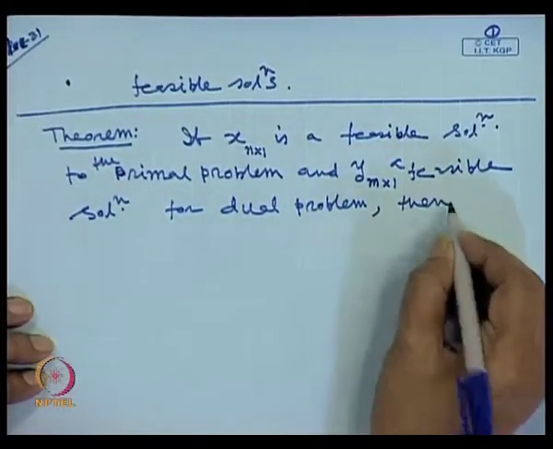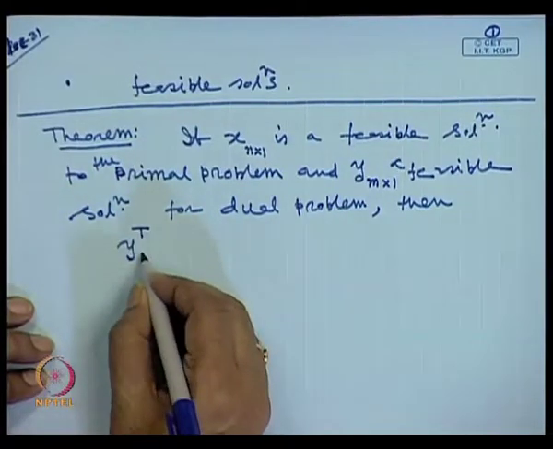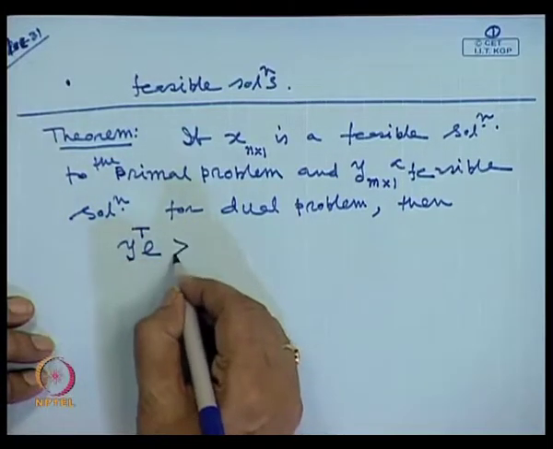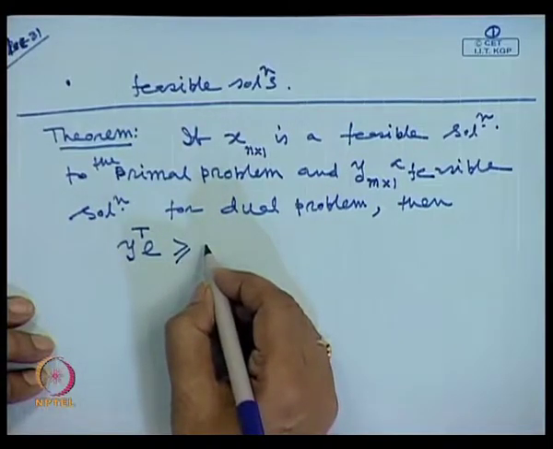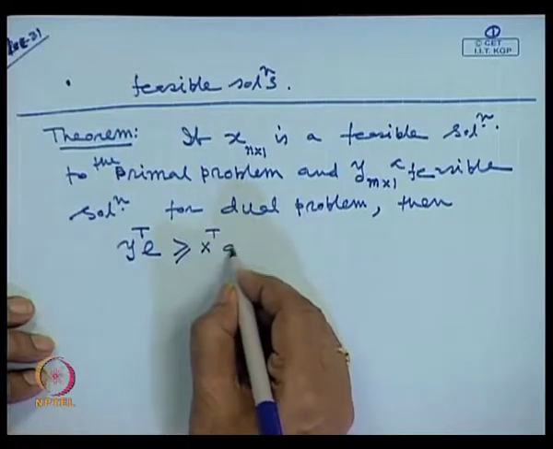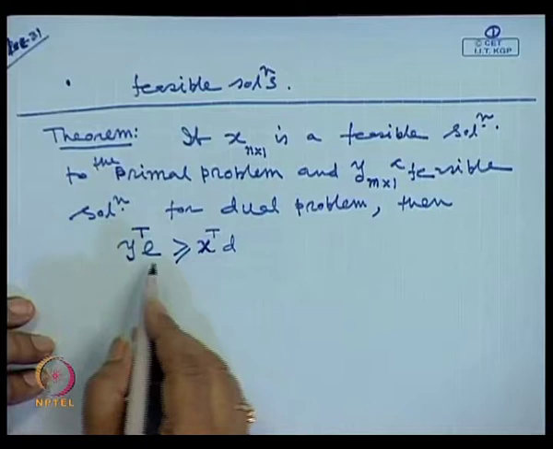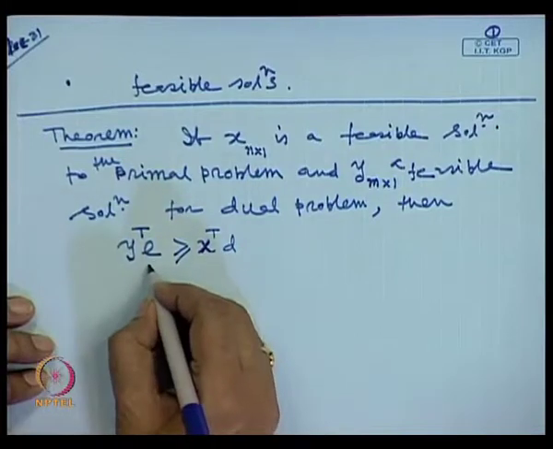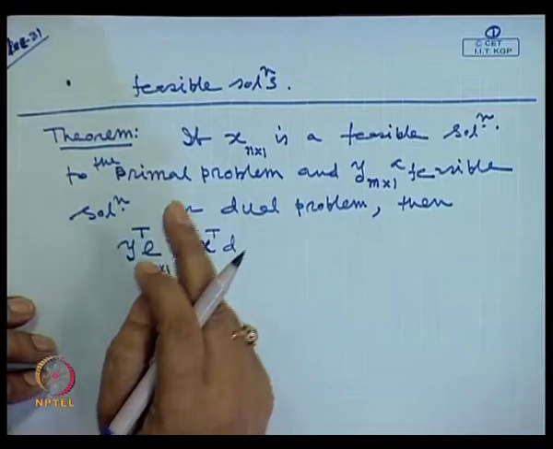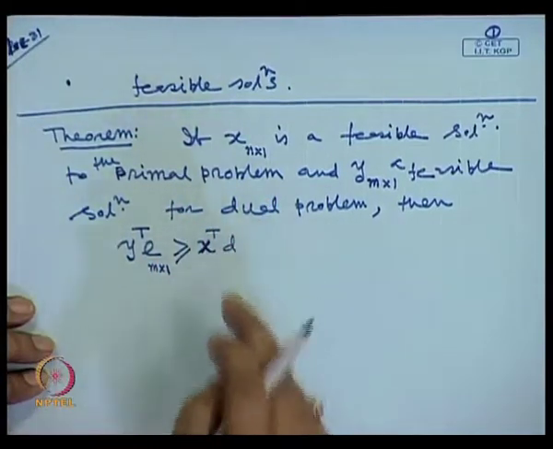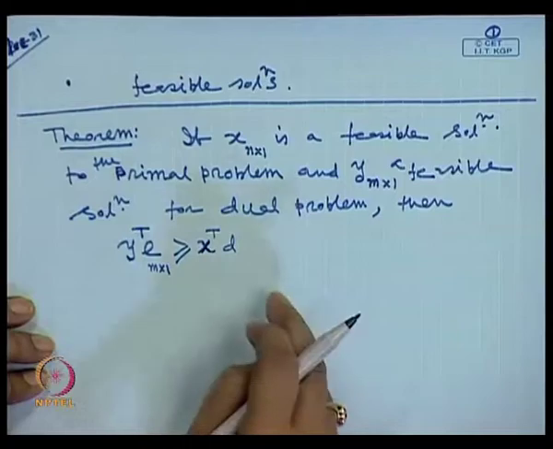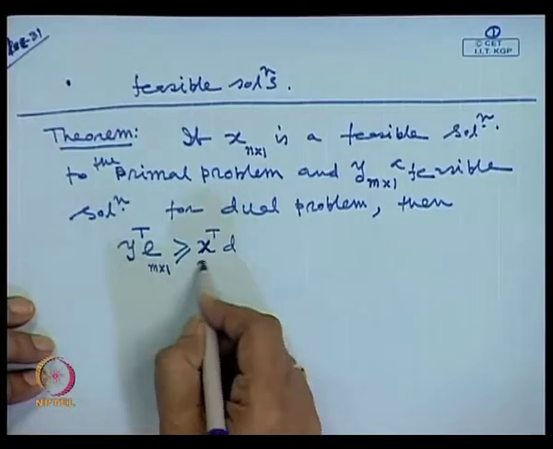then one can write that y transpose E, which is the objective function of the dual problem, or E transpose y, is greater than or equal to x transpose D, with small x written as D. And you know the dimension of E is m cross 1, since in the primal problem there are m inequality constraints, and the same number of variables are present in the dual problem. So, this is a scalar quantity, and this is also a scalar quantity.